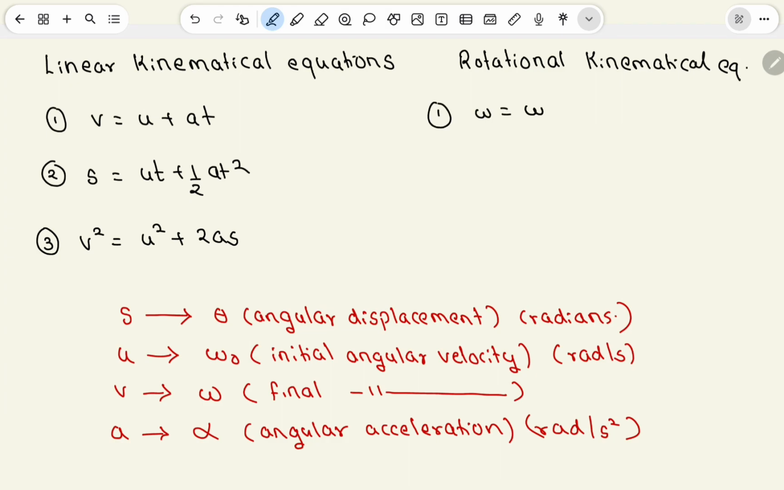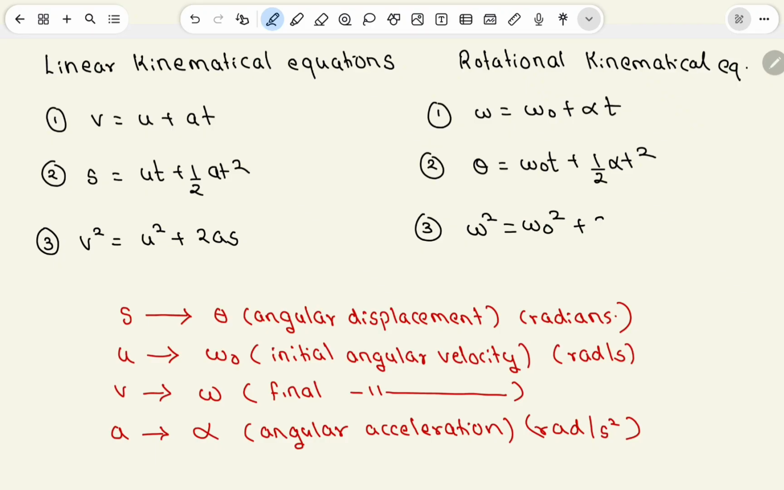First, omega is equal to omega naught plus alpha t. Second, theta is equal to omega naught into t plus half alpha t square. Third, omega square is equal to omega naught square plus 2 alpha theta. So, using linear kinematical equations and certain replacements which I have shown on the page, we can easily create rotational kinematical equations.